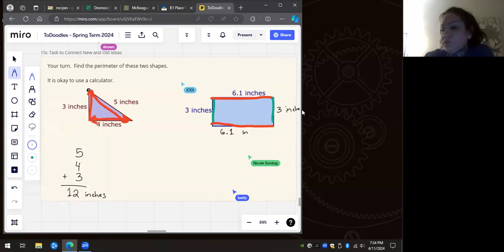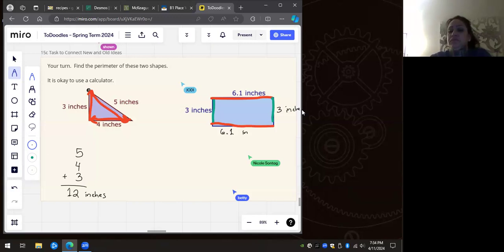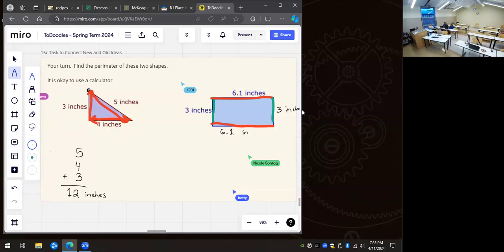Okay, now you can have it. And it's perfectly okay to use a calculator. The GED will have a few problems that are not calculator allowed, but they don't involve adding decimals.